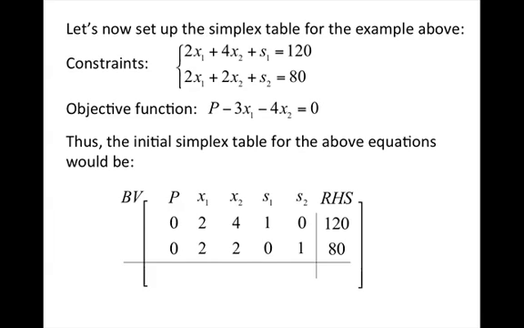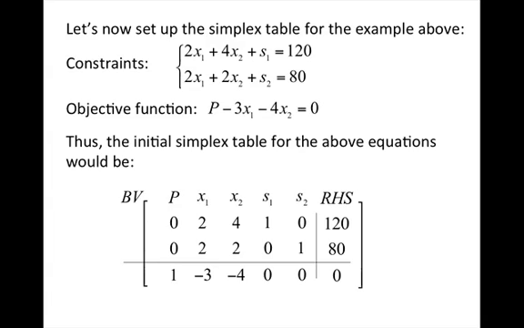Now I draw my horizontal bar, and I enter in my objective function. Well, it has a p, and its coefficient is a 1. The coefficient for x sub 1 is a -3. The coefficient for x sub 2 is a -4. This was already an equation, so it didn't have any slack variables. So the s sub 1 and the s sub 2 were both 0. And this equaled 0, so for my right-hand side, I put a 0.